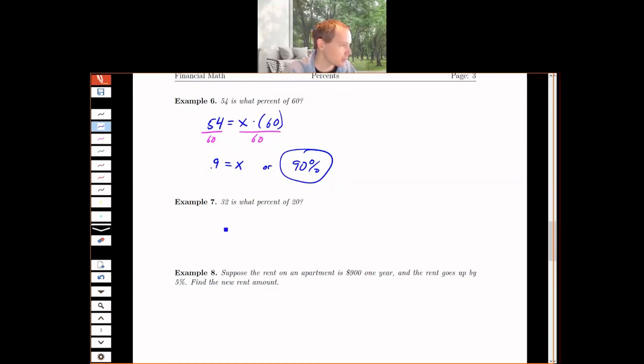So again, I'm going to translate that over. 32, this is my equals, what percent? So I put my X here, and it's a percent of 20, so times 20. Okay, so then if I want to solve, we divide. So I'm going to take 32 divided by 20, and I get 1.6. Or if I convert that back to a percent, because it said what percent, I want to write my answer as a percent, I move the decimal back to the right to convert to a percentage. So we get 160% as our answer.